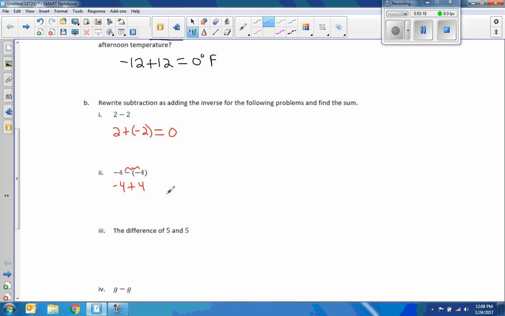Think of a deck of cards and you have a hand, and one of the cards is worth minus 4. You take that minus 4 card out of your hand, your total now increased 4 points. Okay? Now this one, and I mentioned in class, the word difference means minus. The word and tells us where to put that minus sign. So the difference of 5 and 5. Okay? And that is the same as saying 5 plus its opposite, negative 5. Which equals 0.